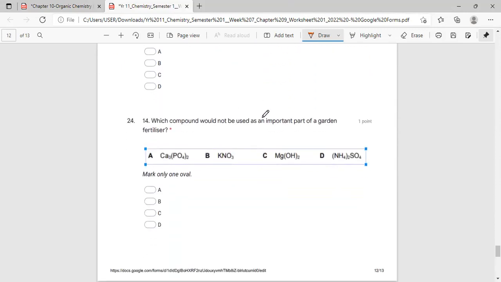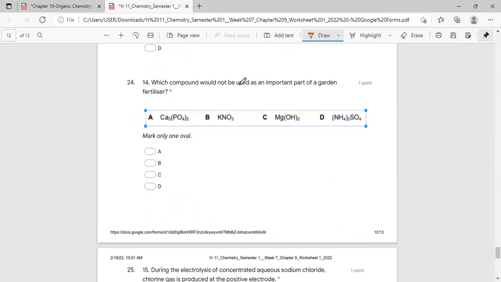All right, next one. Which compound would not be used as an important part of a garden fertilizer? The answer is C. Now, why is the answer C? Here, the question is asking about the NPK fertilizer. We learned that NPK fertilizers contain nitrogen, phosphorus, and potassium. Nitrogen is important for leaves, phosphorus for roots, potassium for flowers and fruits.